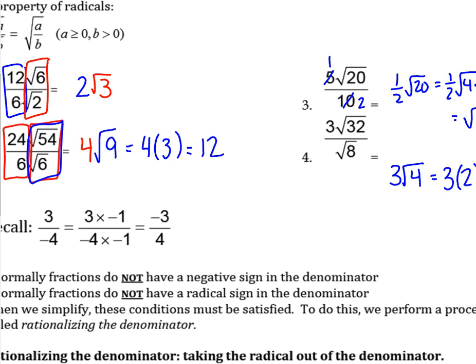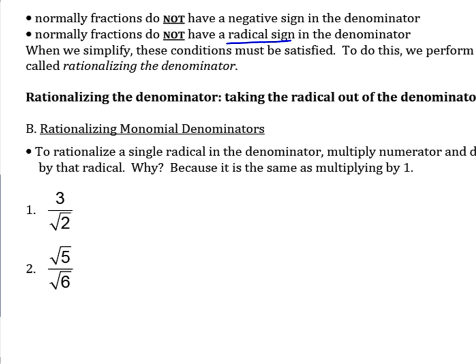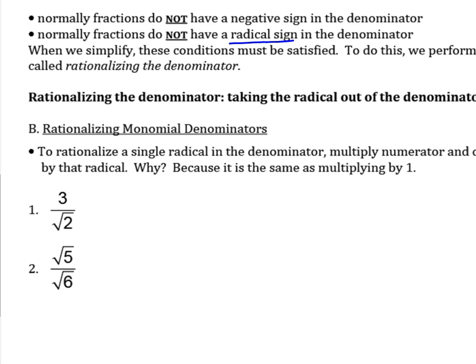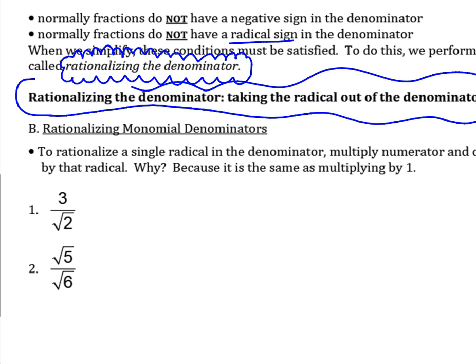Okay, so recall that if you have 3 divided by -4, is that not the same thing as -3/4? Yeah, we could just multiply the top and bottom by -1, and that makes it -3/4. So normally fractions do not have a negative sign in the denominator. We'd rather write it out front, beside, even better, -3/4. Or if we must apply it to 1, we apply it to the numerator. Also, normally fractions do not have a radical sign in the denominator. When we simplify, these conditions must be satisfied. To do this, we perform a process called rationalizing the denominator. Rationalizing the denominator means taking the radical out of the denominator.